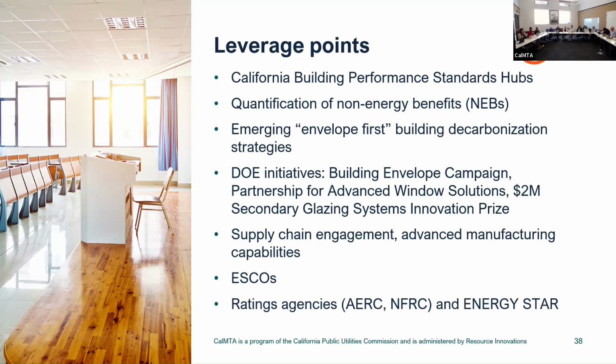Supply chain engagement and advanced manufacturing capabilities. I described the mobile manufacturing platform for secondary windows. Luxwall, I want to talk about briefly for a second. Luxwall is a US-based VIG manufacturer building a manufacturing plant now in Litchfield, Michigan. They were the recent recipient of a $32 million grant from DOE to create automated VIG manufacturing in the United States. So that will be the first fully automated VIG manufacturer in the US.